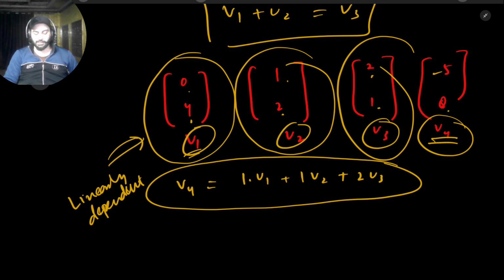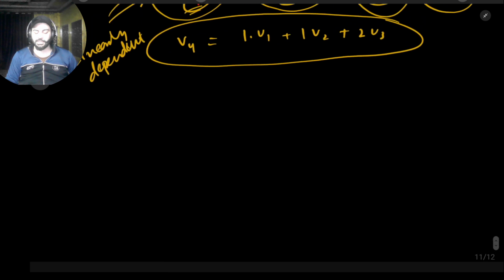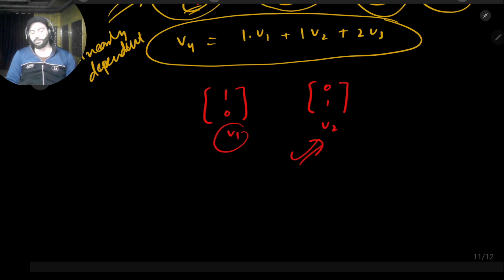This is called linear dependence. So these vectors are linearly dependent. In the case where we had vectors which were linearly independent, for example 1 0 and 0 1, this v1 and v2, you cannot form any combination of v1 by which you can get v2. So these two vectors are called linearly independent.